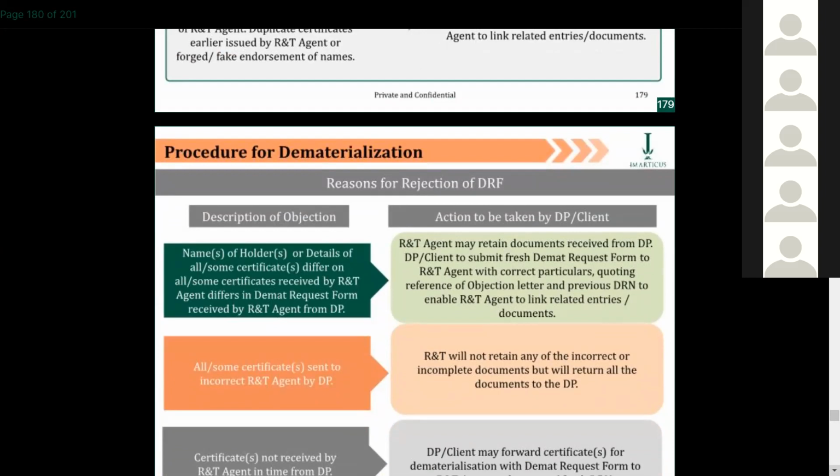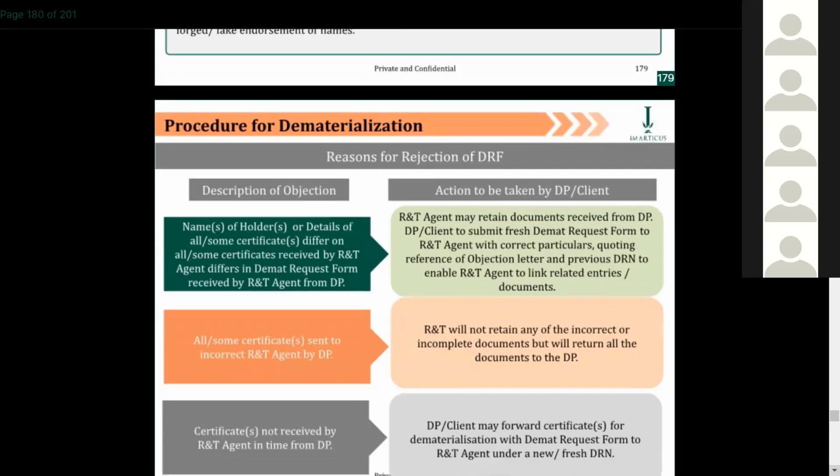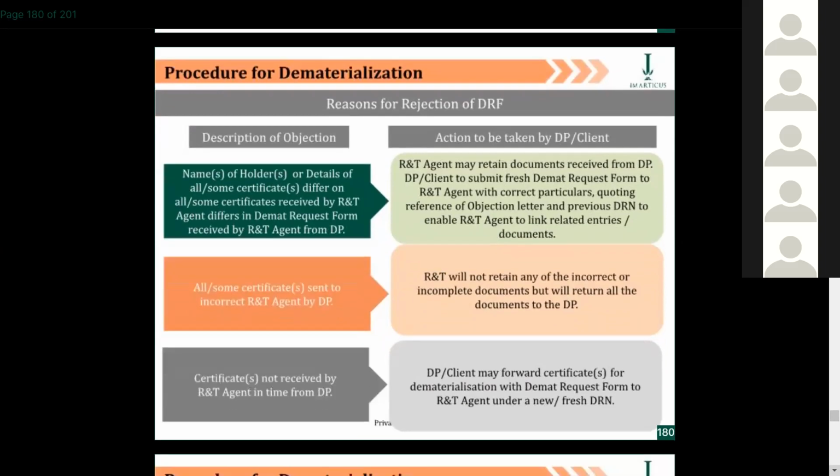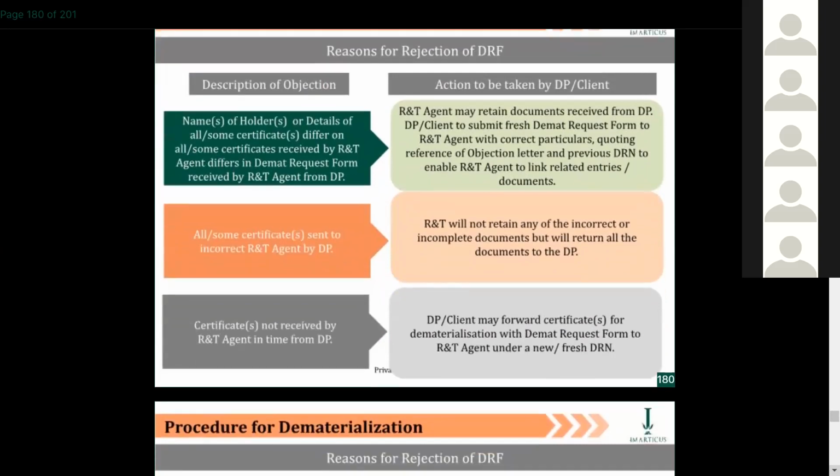So for example, my account is a joint account and the securities are in a single name. So there's a discrepancy. All are sent to incorrect R&T by DP. Obviously, R&T will not retain any incorrect or incomplete document, but will return it to the depository participants.